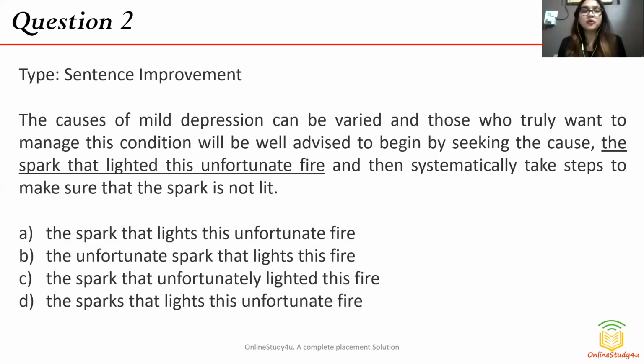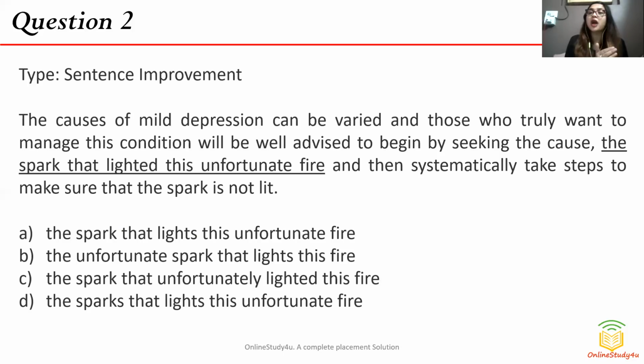Now our underlined portion is the spark that lighted this unfortunate fire. And we have 4 answer options available. The spark that lights this unfortunate fire, the unfortunate spark that lights this fire, the spark that unfortunately lighted this fire, and the sparks that lights this unfortunate fire, right? Now, if I look at option D, it says the sparks that lights. Now, this becomes grammatically incorrect, so it's ruled out as an option.